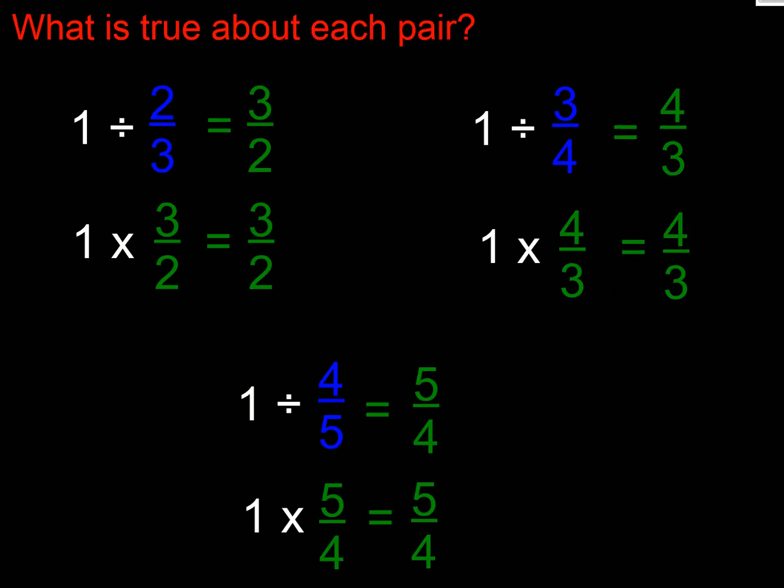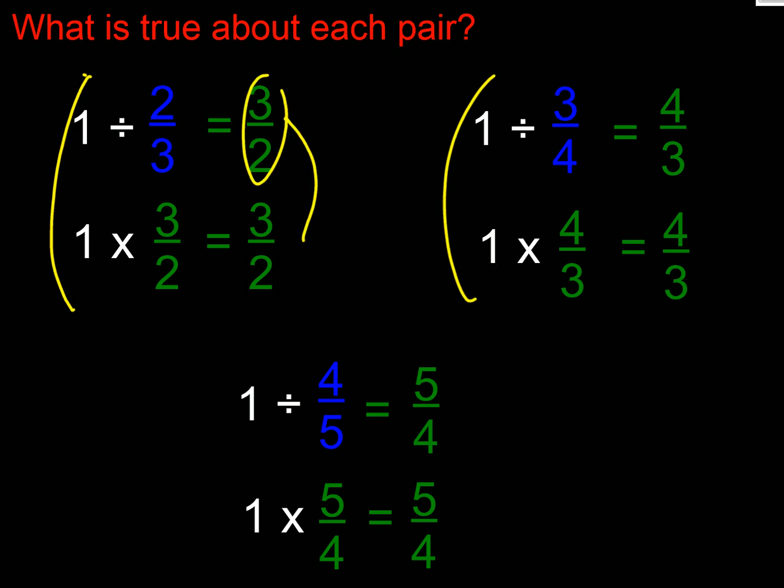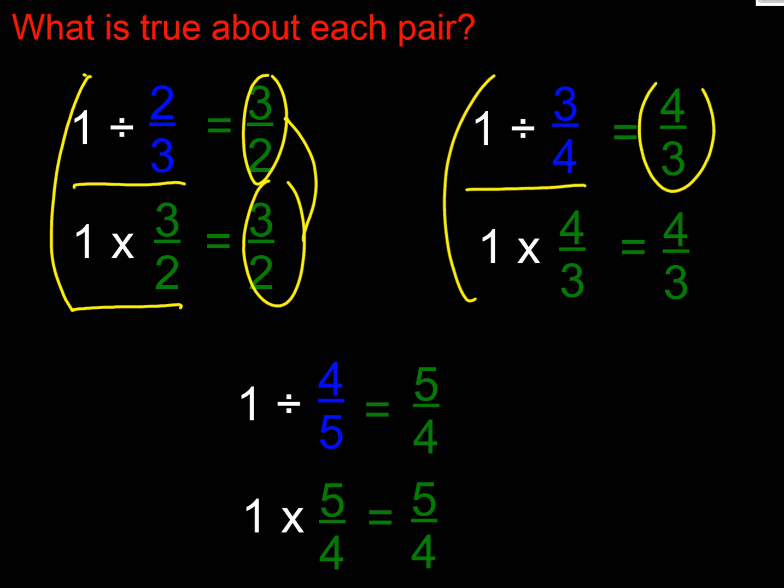Now I'd like you to have a look at this pattern. 1 divided by 2/3 and 1 times 3 over 2 are these pairs. What's true of the first two? Well, they've both got the same answer, 3 over 2, haven't they? 1 divided by 2/3 gives the same answer as 1 times 3 over 2. Have a look on the right hand side here. 1 divided by 3/4 is 4/3. It's the same as the answer to 1 times 4/3, isn't it? And in the final set of pairs, 1 divided by 4/5 is the same answer as 1 times 5/4. There we go.